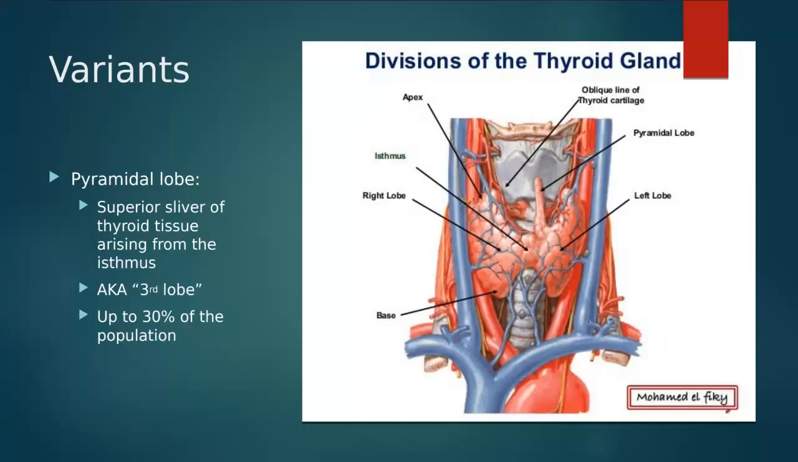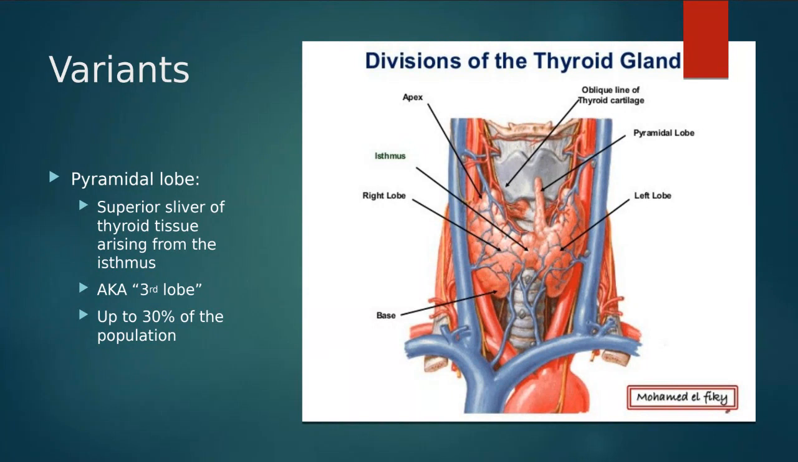We do have some variants that we have to talk about. Now, this is not something that we see all too often if we are seeing a thyroid variant, but we can have what's called a pyramidal lobe. And this is kind of just a little piece of accessory thyroid tissue that travels up superiorly from the thyroid, particularly from the isthmus region.